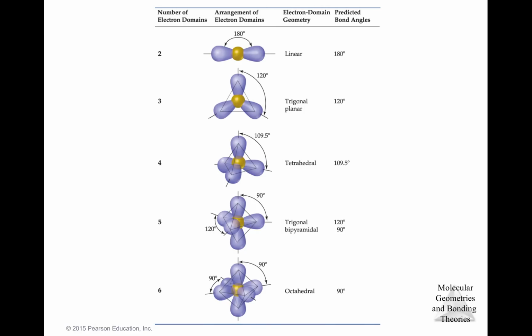So today we're just going to look at different patterns here, going from 2 to 6 electron domains and the various different shapes that can be adopted, going from linear, trigonal planar, tetrahedral, trigonal bipyramidal, and finally octahedral. So let's start looking at some of these one at a time.